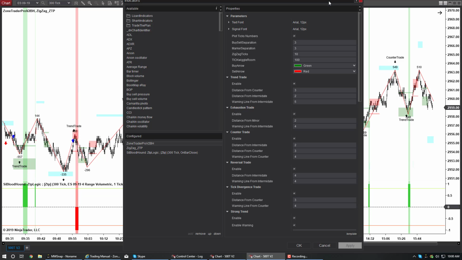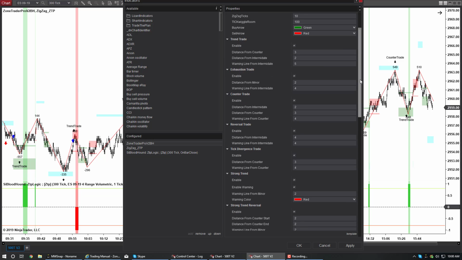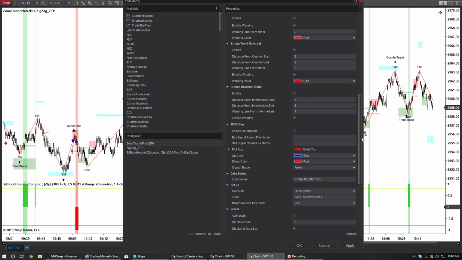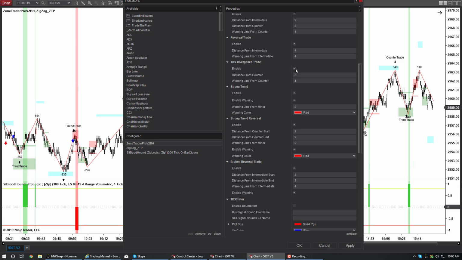So unless you're 100% positively sure that you have a live real-time feed for the $ tick, you should be turning this off. So what we want to do, if you do not have it, is untick the plot tick numbers, and we also want to untick the tick divergence trade, because we don't want to see a delayed number come up, which is what will happen, and give you a false trading signal.